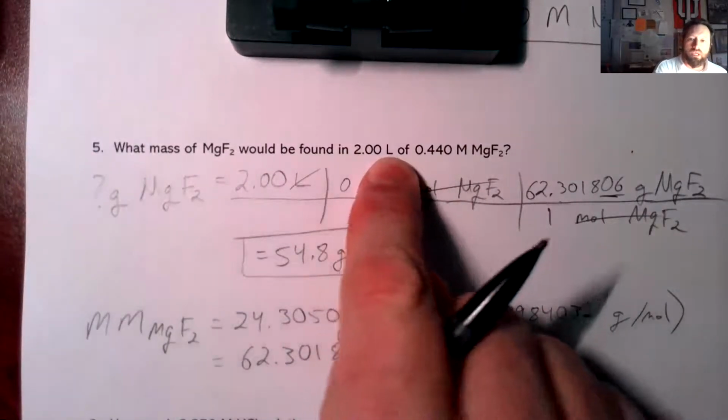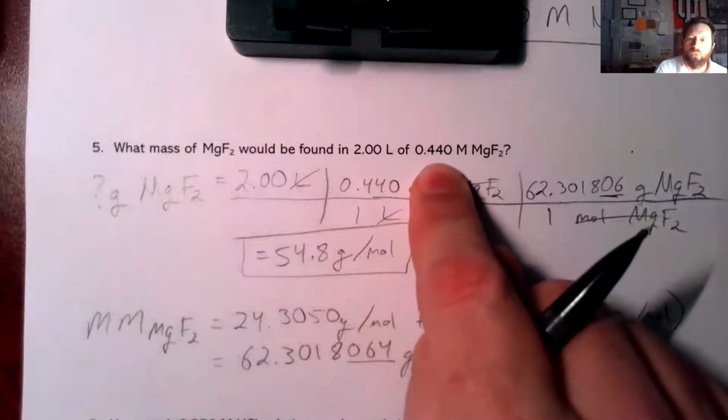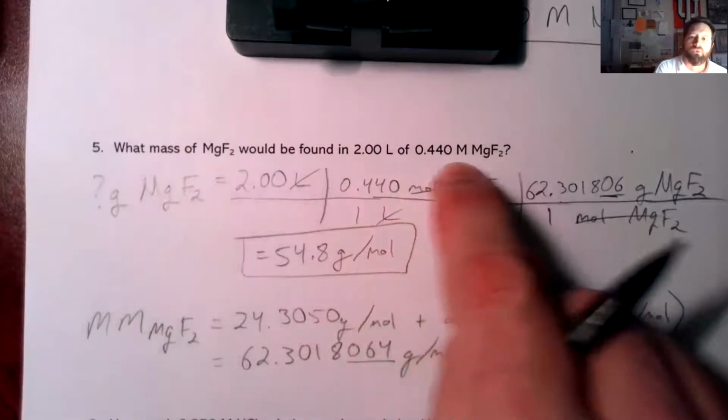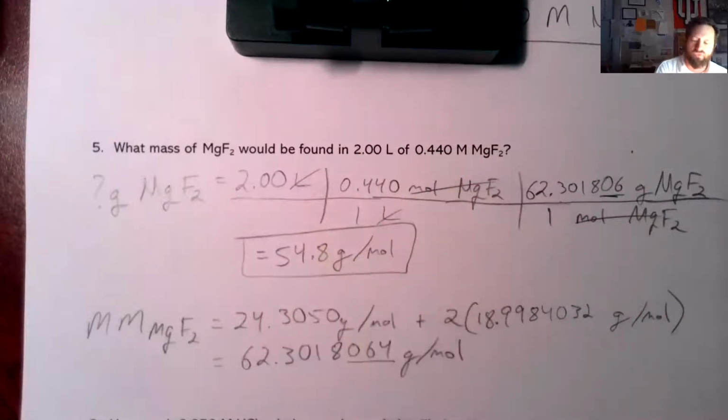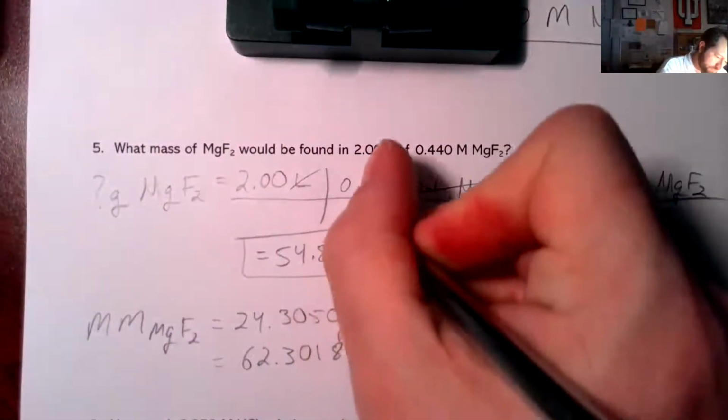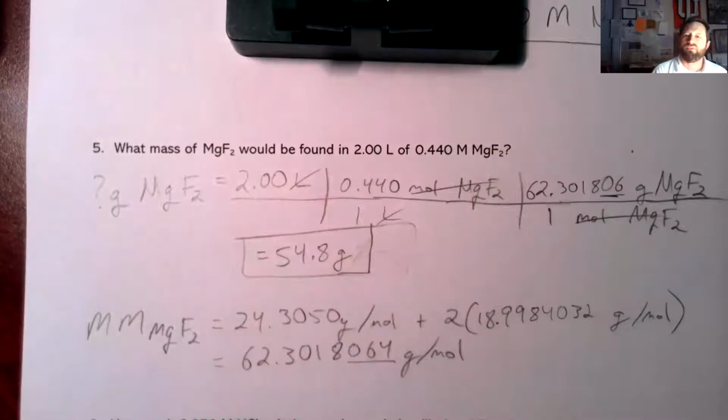If you have 2 liters of a 0.440 molar magnesium fluoride solution, you've probably got about 54.8 grams. Oops, not grams per mole. Giving you the wrong unit there. You've probably got about 54.8 grams in that 2 liters.